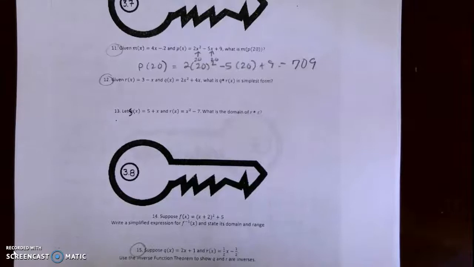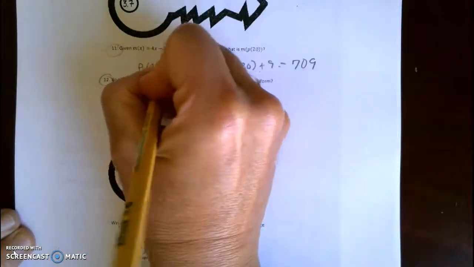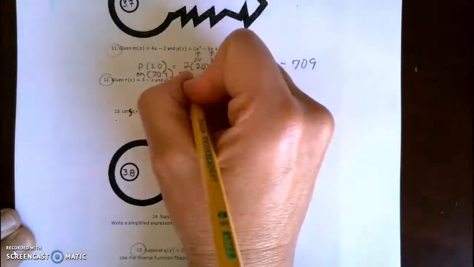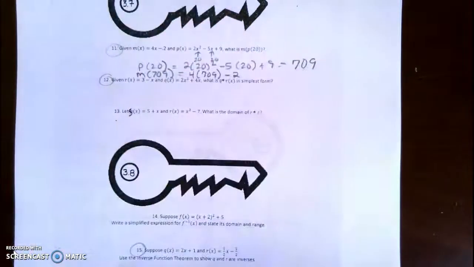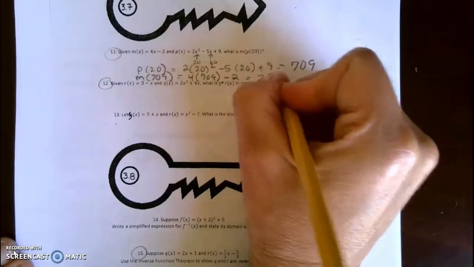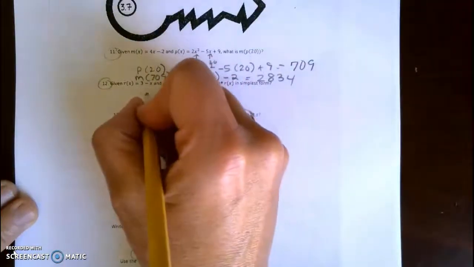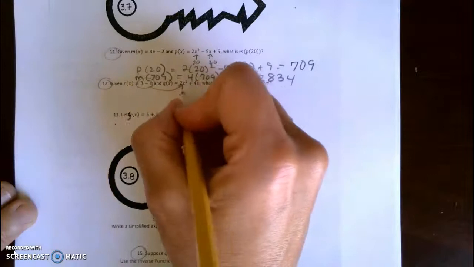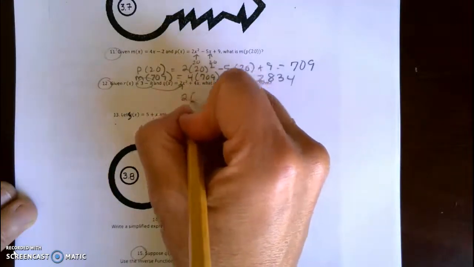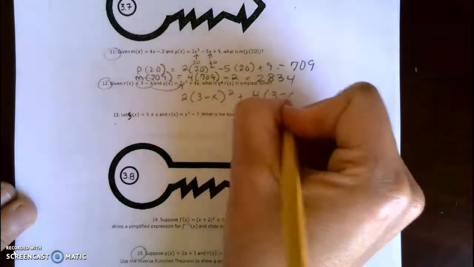And so now we're going to put 709 into the m function. So m at 709 is 4 times 709 minus 2, which is 2,834. Okay. 12 is like the first one we did on the practice test, where you're going to put r into q, and you've got to be real careful with signs. So 2 times 3 minus x squared plus 4 times 3 minus x.